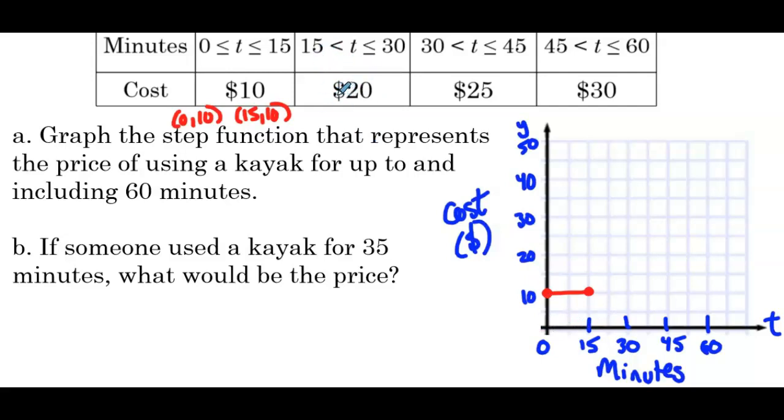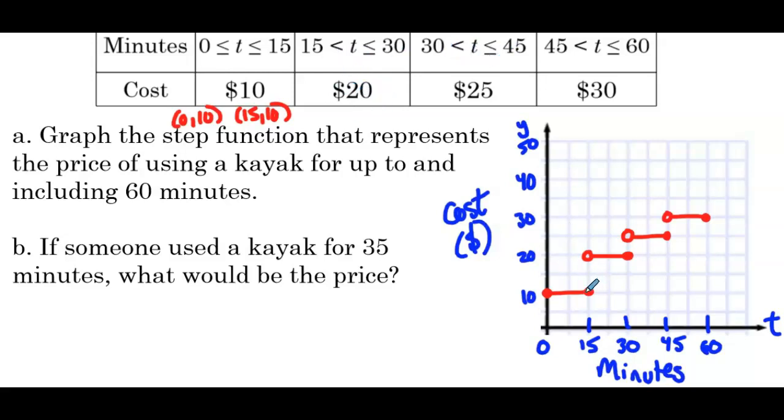And then, graphing the next piece, we'd be plotting the point (15, 20). So that's going to be an open point. And then (30, 20) is a closed point, and we connect them. Next piece, (30, 25) with an open point, and (45, 25) with a closed point. Connect those pieces. And then we have (45, 30) with an open point, (60, 30) with a closed point, and we connect them. I didn't list all the points out, but hopefully you can follow that logic. Okay, we're connecting with horizontal lines because the price doesn't change within that time interval.